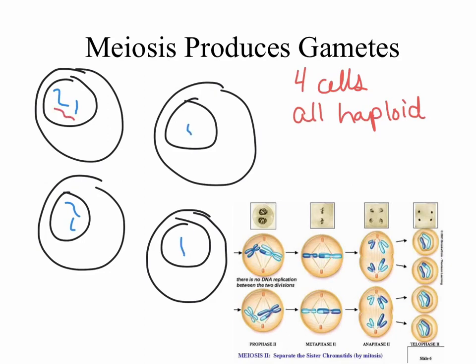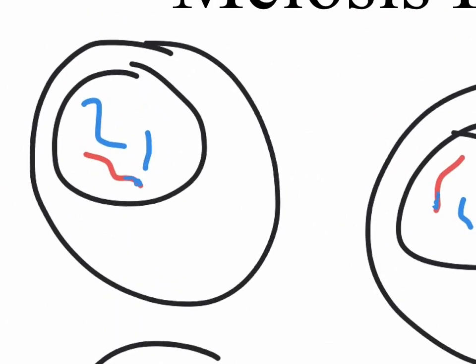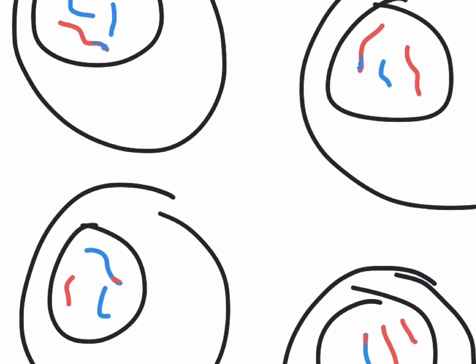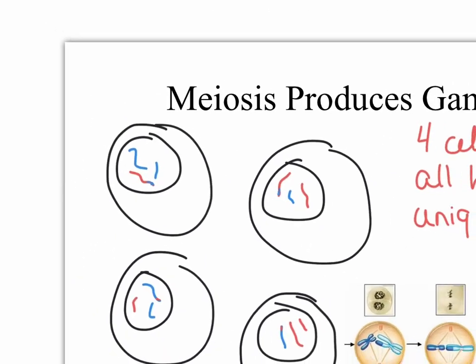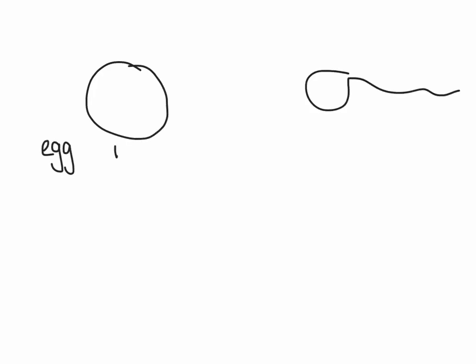We will also see that each of these cells has a unique combination of DNA inside of the cell. If we zoom in, we can see that because crossing over has occurred, each of these chromosomes is a little bit different than the original parent chromosome. Once these gametes are done developing, they're ready for sexual reproduction.